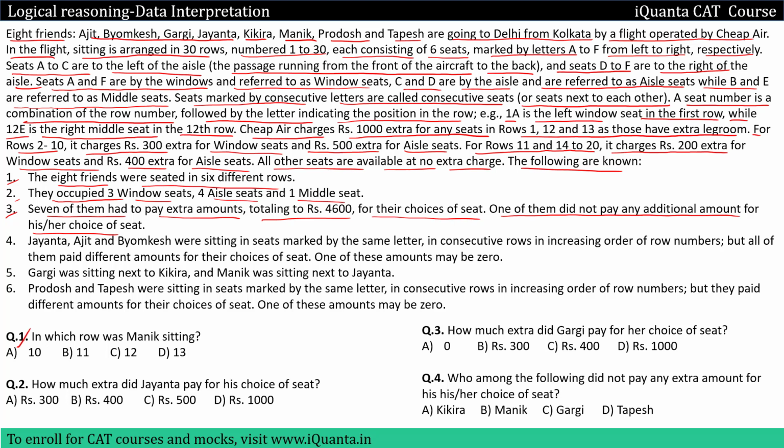First one is, in which row was Manik sitting? We can only answer this when I know the rows in which every person is sitting. Second one is, how much extra did Jayanta pay for his or her choice of seat? We can only answer this if I know the amount paid by each and every person. Third one is, how much did Gargi pay for his or her choice of seat? This also can be answered when we have the extra amount paid by each and every friend. Fourth one is, who among the following did not pay any extra amount for his or her choice of seat?